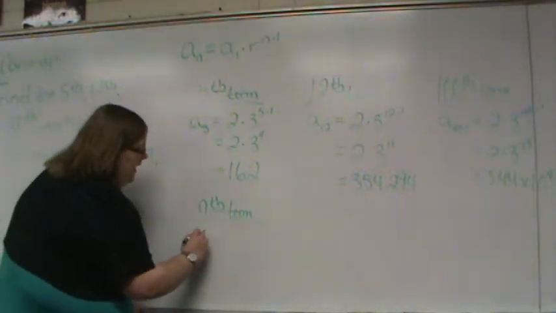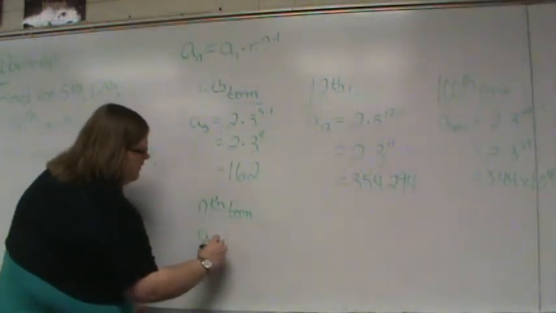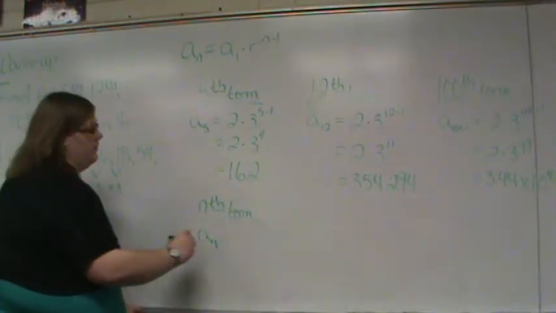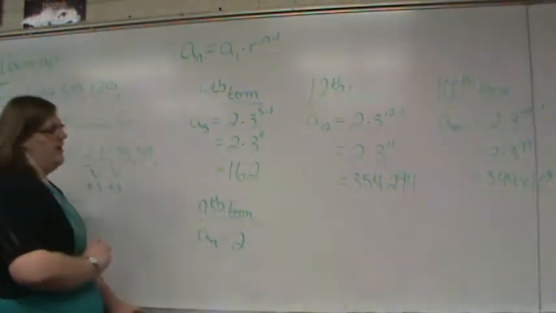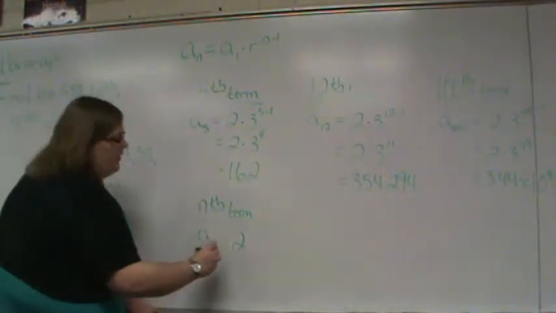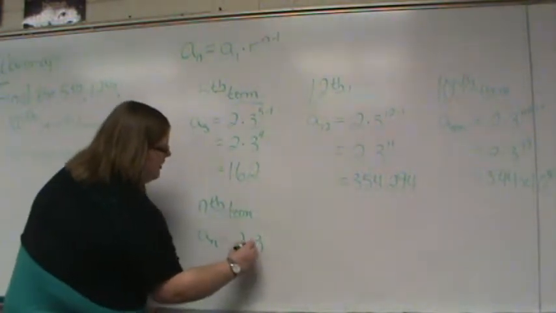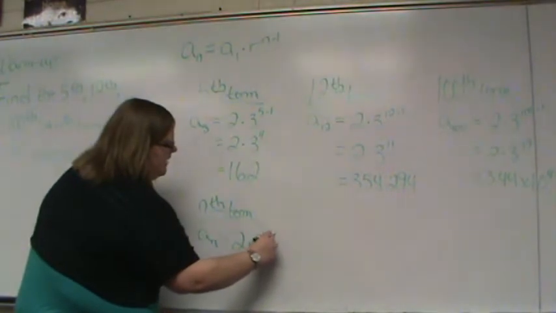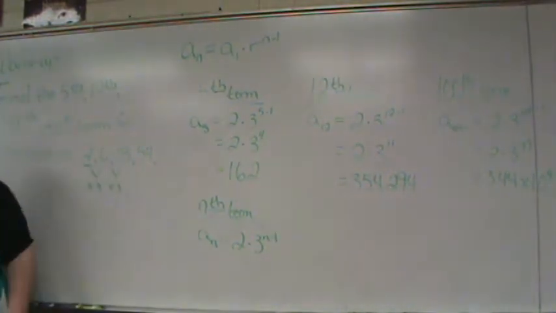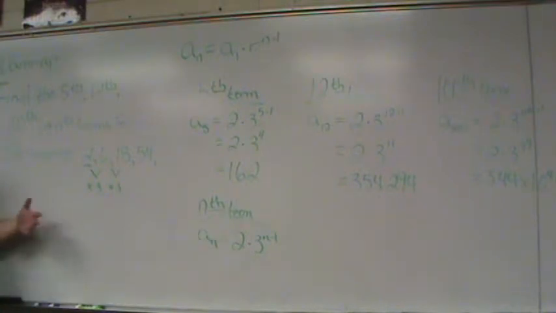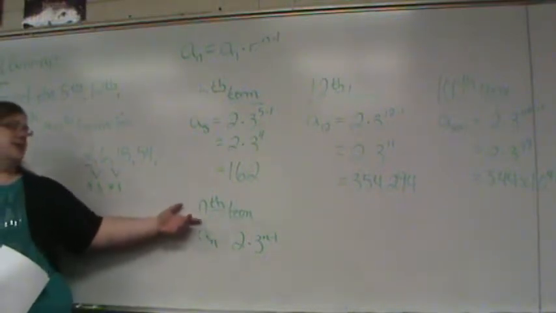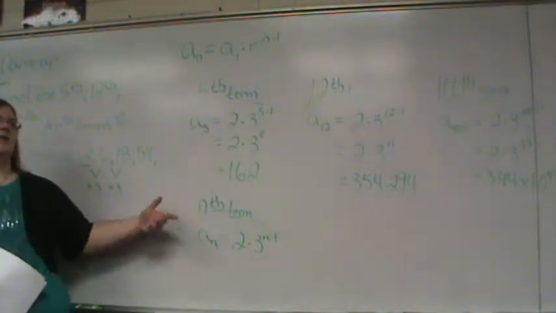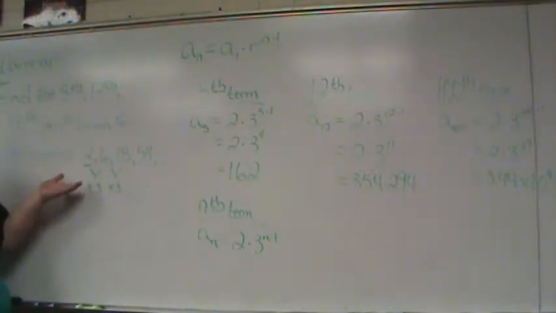So we're going to have a sub n, and that equals 2. So we do still know our first value. Times 3, because we're going to multiply by our common ratio that we know, to the n minus 1. So we have 2 times 3 to the n minus 1. That's writing this out in a general form to find the nth term. So this means that we can use this formula to find any term in this sequence.